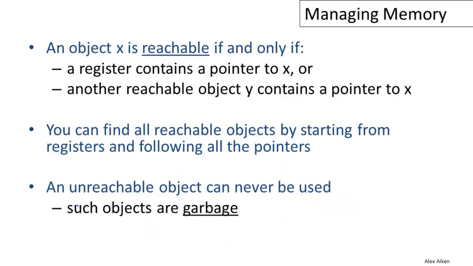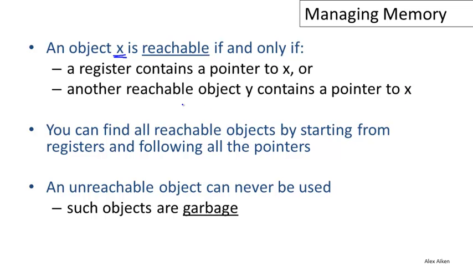Now, it turns out that we need a more general definition of object reachability than this example illustrates. So let's take a look at that. We're going to say that an object X is reachable if and only if one of the following two things is true. Either a register contains a pointer to X, so X is reachable immediately from some register. Remember that the registers contain things like the local variables and the intermediate expressions, and they're just the values that the program has immediate access to. Or another reachable object Y contains a pointer to X.